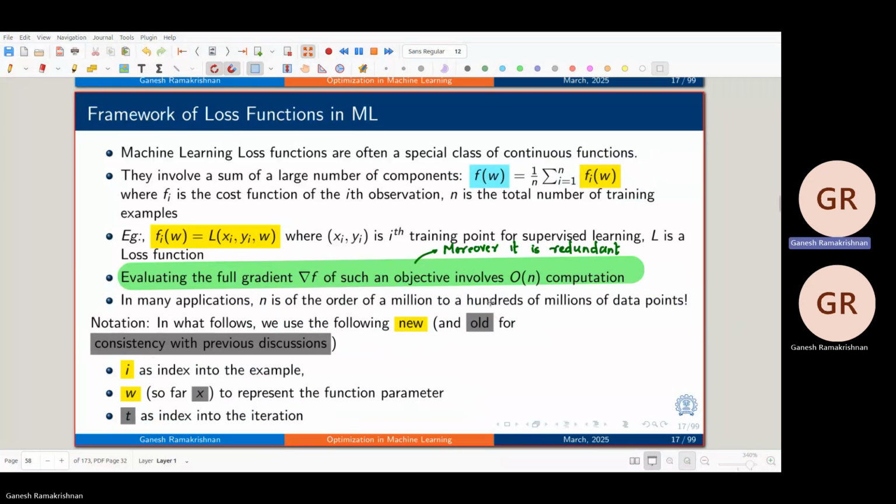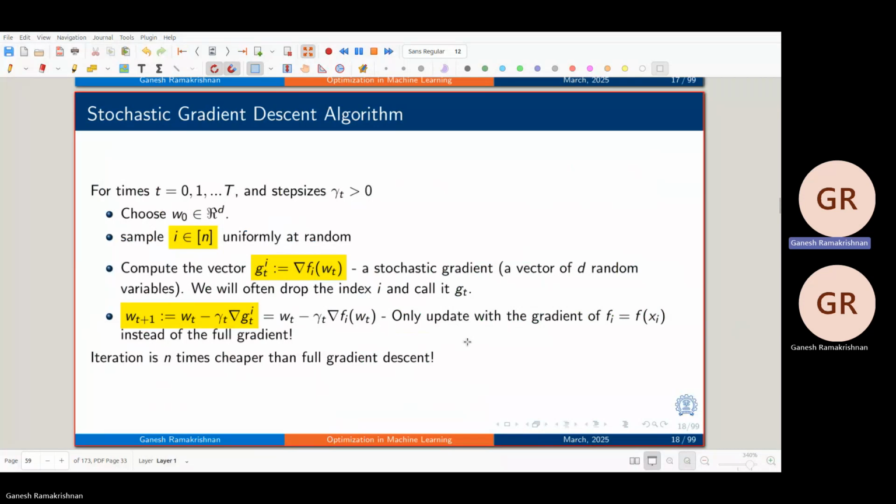So since it's redundant to compute the gradient on all the n points, what can we do? So this is the first step, stochastic gradient descent, as I said. The cheapest is to sample i uniformly at random and compute a stochastic gradient vector only on the i. And then compute the weight vector, W_{t+1}, only using that sampled i. Question is, what is the advantage? Obviously, each iteration is n times cheaper. If you sample only one point, it's n times cheaper.